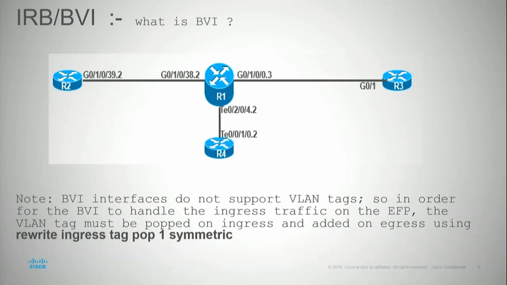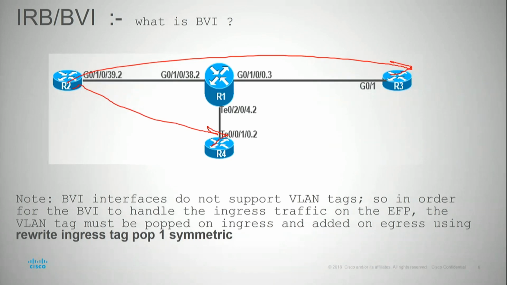Next is BVI, Bridge Virtual Interface. So what exactly is the Bridge Virtual Interface? If these devices want to communicate with each other, they can easily communicate because they are part of the same broadcast domain, or we can say bridge domain. But what if they want to communicate with the outside world beyond these devices? In that case, we need to configure the Bridge Virtual Interface.